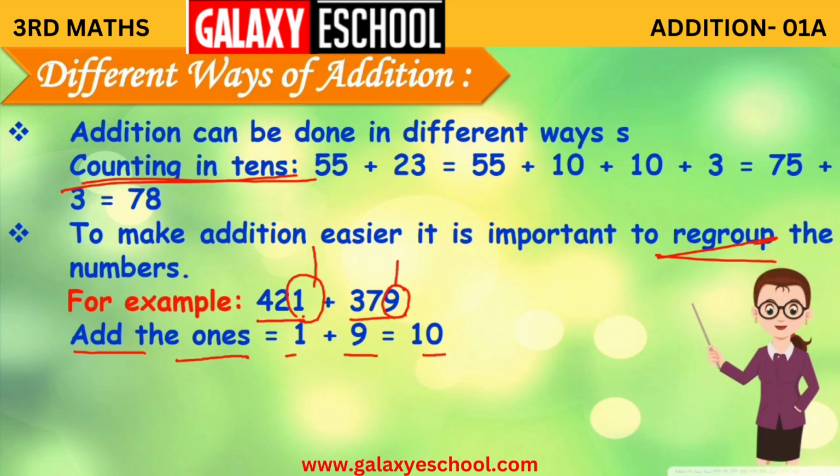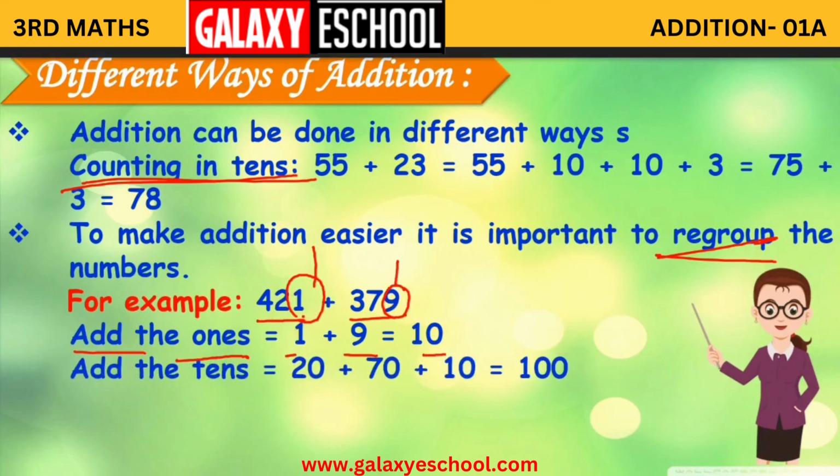We have 10. Now, moving on to the tens. After ones we have tens. 2 and 7. These are 2 tens and 7 tens, so the value will be 20 and 70. We are talking about place values here, children. 20 and 70. And here we also got one 10, right? When we added both the ones, we got a 10.